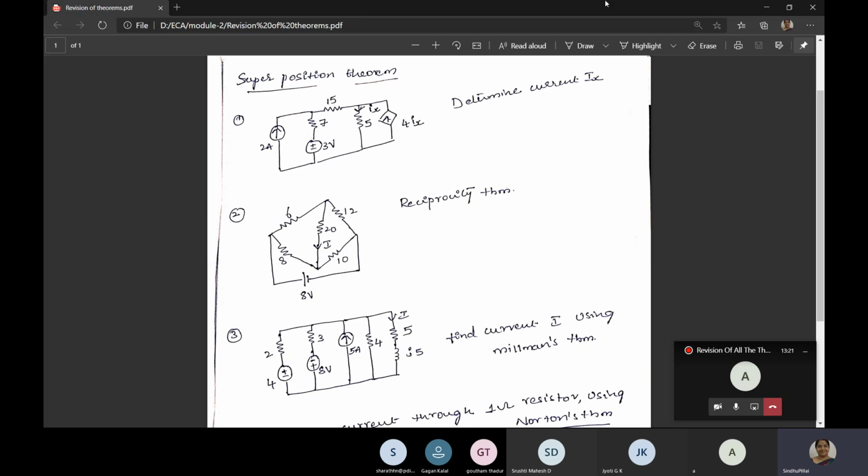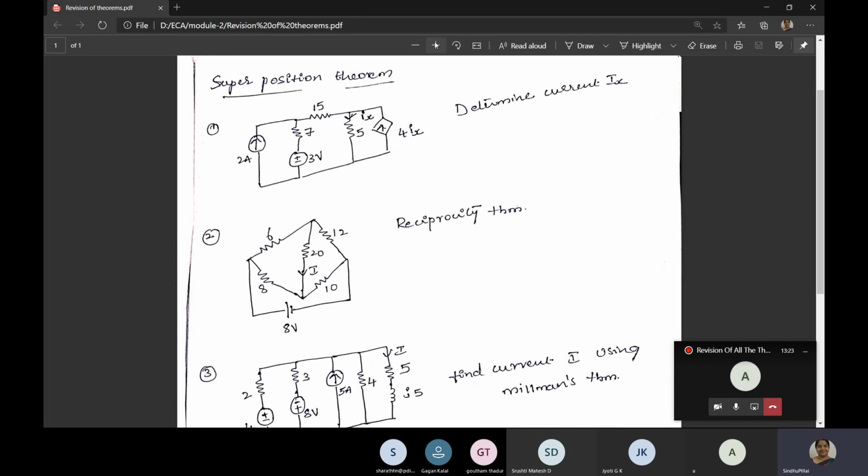We'll go on with the first theorem which we had studied, the superposition theorem. So first I'll tell what the superposition theorem is. In the superposition theorem, the method that should be followed is, in a network, it may contain any number of independent sources. The procedure is you have to take one source at a time. When you take a current source at a time, any voltage sources should be shorted. And if you take a voltage source first, then the current source should be open circuited.